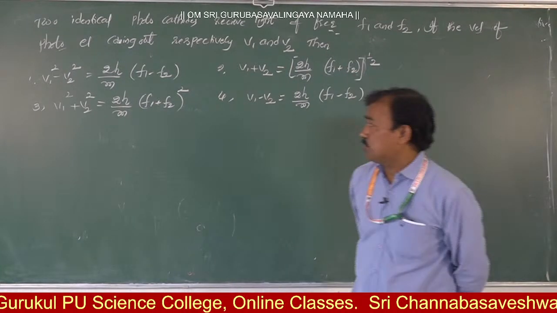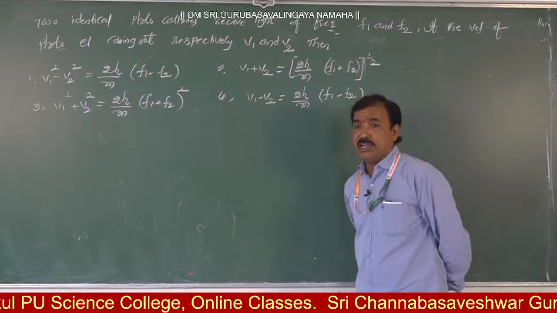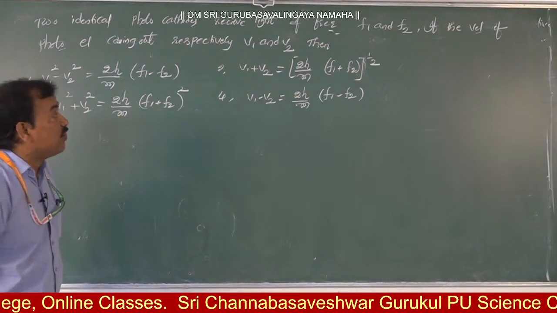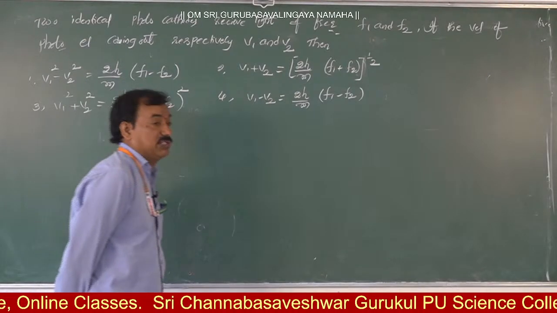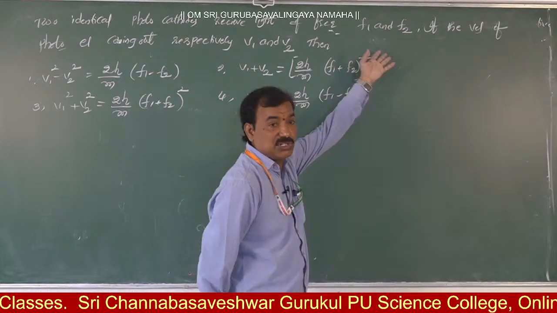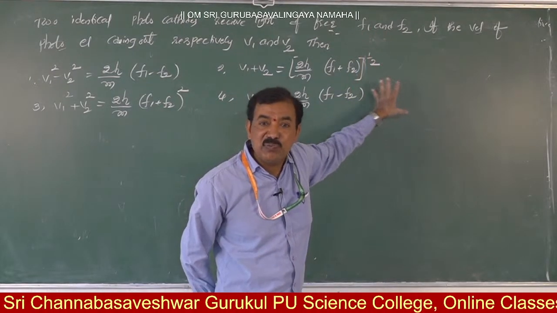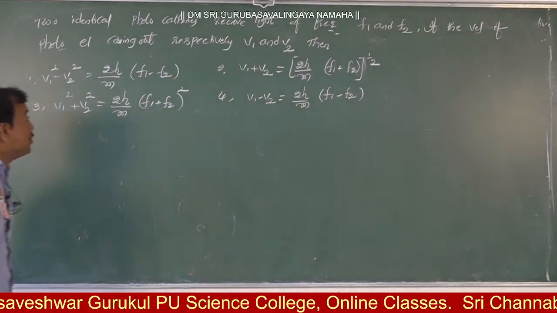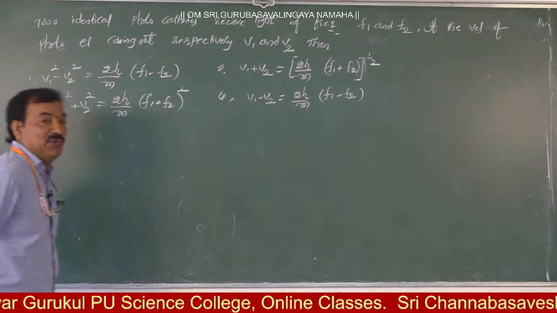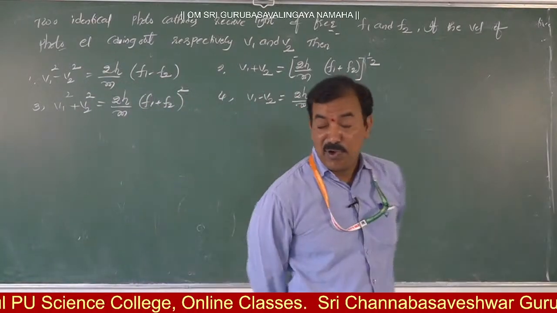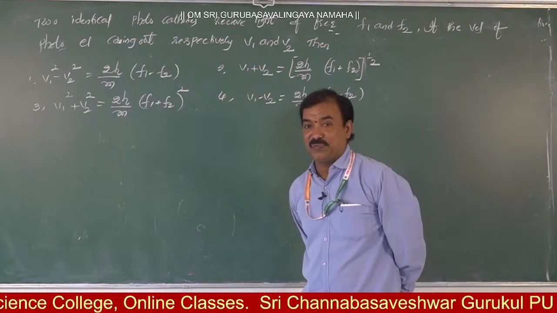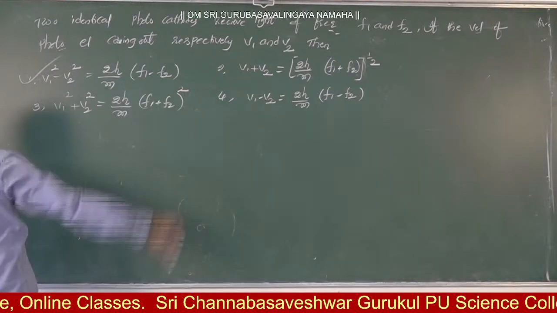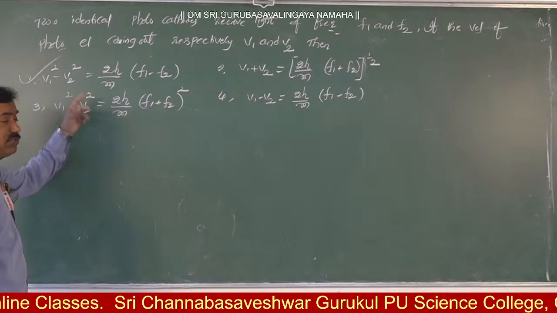Four options are given. Two identical photocathodes receive light of frequencies: the first frequency is F1, the second is F2. Instead of nu1 and nu2, the frequency symbols are given as F1 and F2. And the velocities of the photoelectrons coming out are given as V1 and V2. Among these four options, which one is the correct one? First option: V1 square minus V2 square is equal to 2h by m into (F1 minus F2).